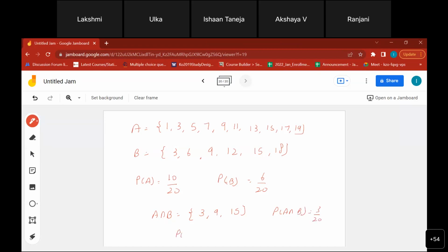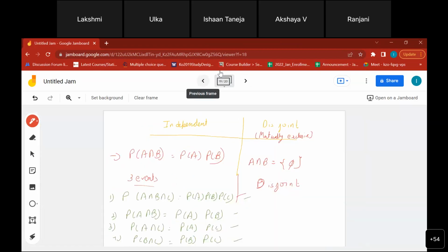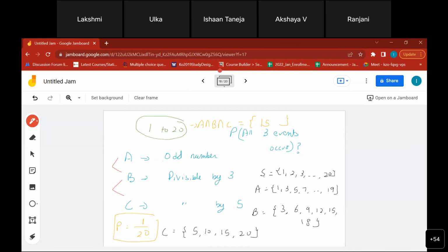And what is probability of A into probability of B? 60 by 20, so 3 by 20 only. They are independent. You got it. You have to check the independence always by the condition. You cannot just by looking at the events tell whether they are independent or not.